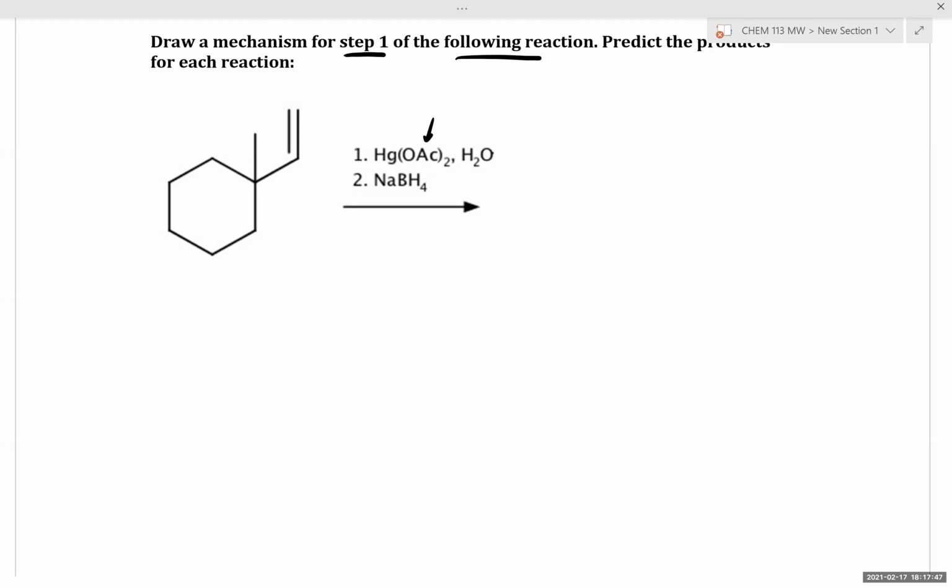So I'd like to see some students sharing their responses using the annotate tool, or you can also share a photo of your work in the chat, just to make sure students are comfortable drawing this oxymercuration mechanism and predicting the products with the proper regiochemistry and stereochemistry.